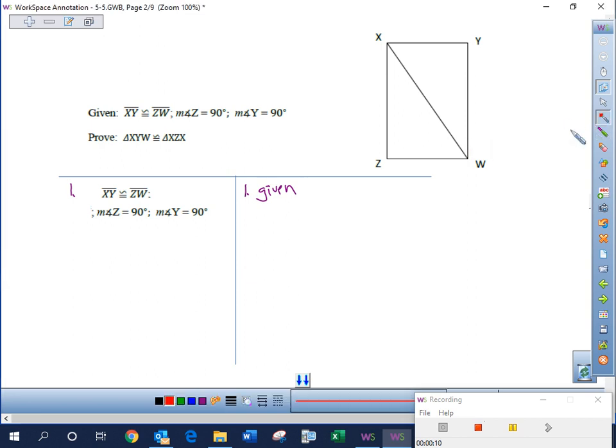And then we'll go mark it. Segment XY is congruent to segment ZW, and the measure of angle Z is 90 degrees, and the measure of angle Y is 90 degrees.